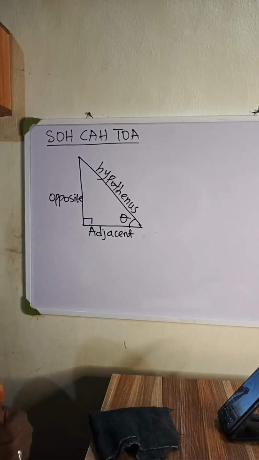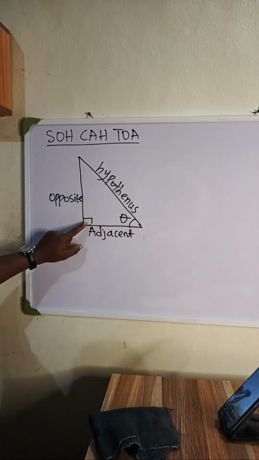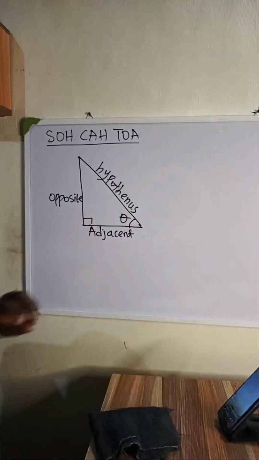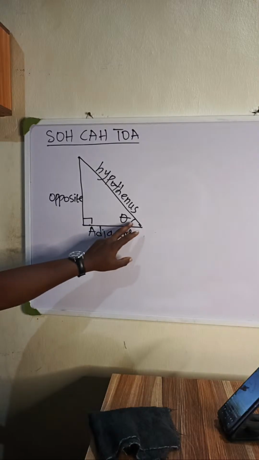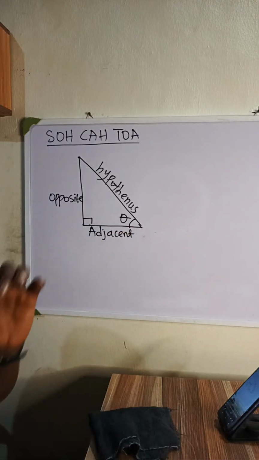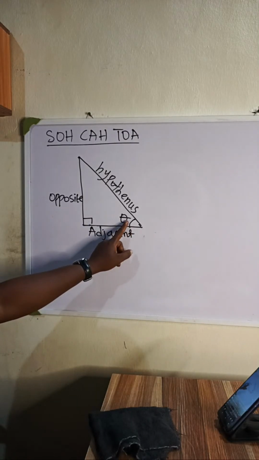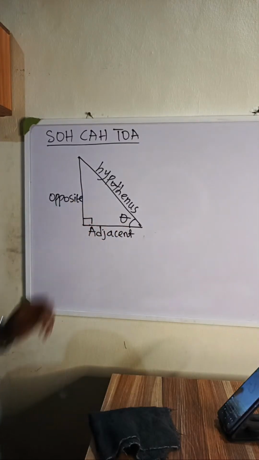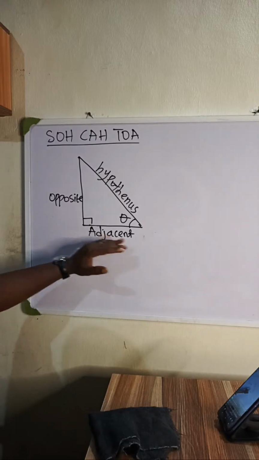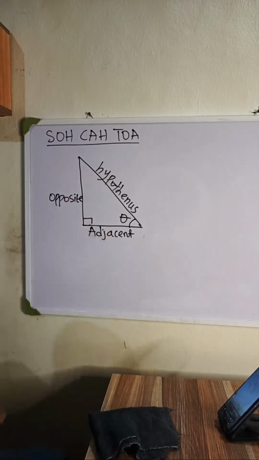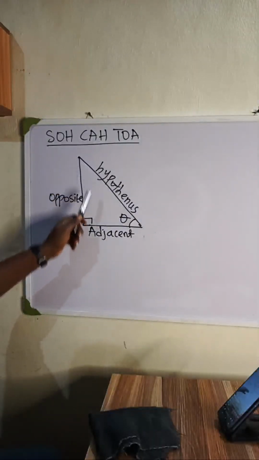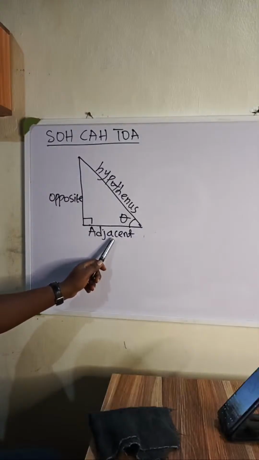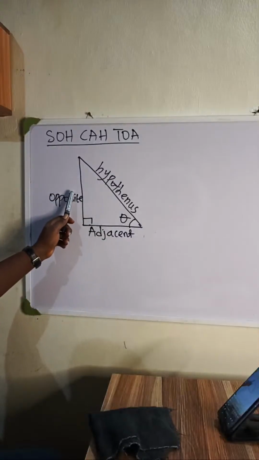So the first side to identify is the hypotenuse, which is opposite the 90 degrees. The next side to identify is the opposite, which is opposite the angle given. So here is the angle that you're given, so the side opposite it is called the opposite. And then the last side is called the adjacent. Therefore, if you are given the angle here, then this will end up being the opposite, and this will end up being the adjacent.